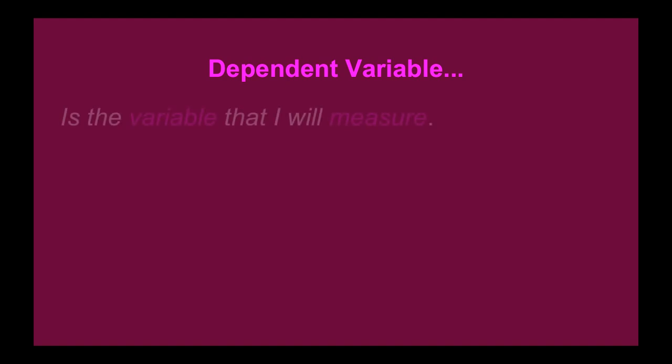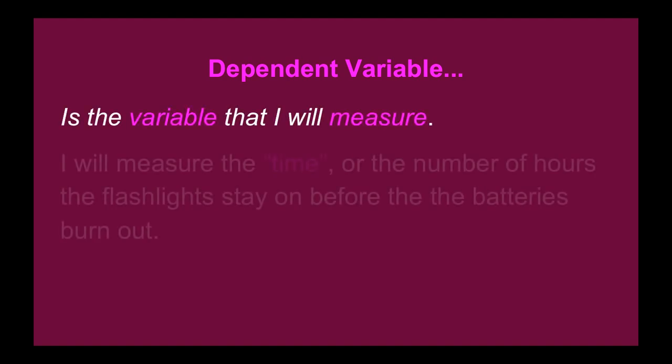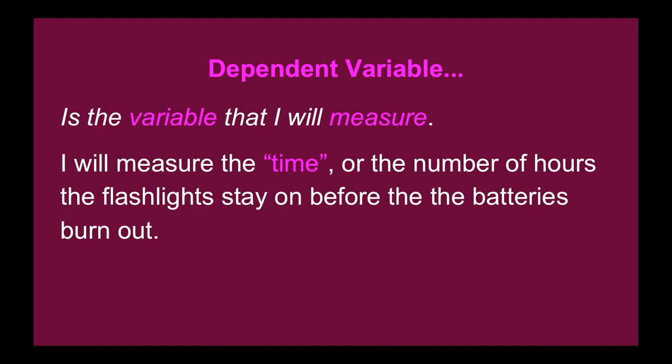The dependent variable is the variable that I will measure. I will measure the time or the number of hours the flashlights stay on before the batteries burn out.